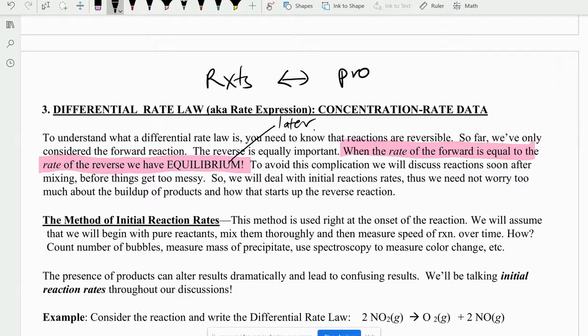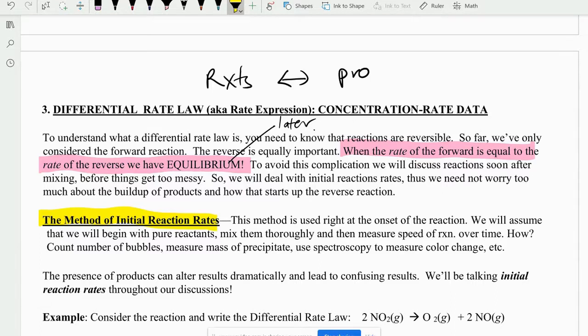In other words, we're going to look at the concentration of our reactants right at the onset of the chemical reaction, right at the beginning. So oftentimes we call this the method of initial reaction rates. And we're going to assume, when we take this approach, that we're beginning with pure reactants before we mix them together and before we allow the chemical reaction to occur. And once we do that, we can actually then measure the production of the products over a span of time.